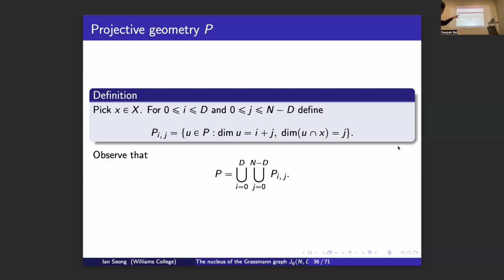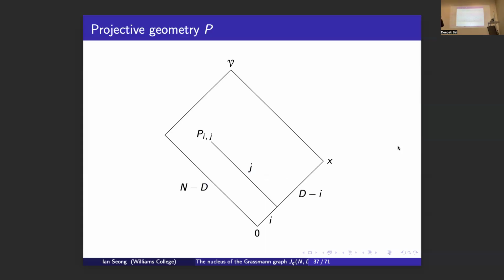Wait, was that supposed to be j or i? I think that's a typo. That's supposed to be an i. Yeah, that's supposed to be an i. We have a picture here, so hopefully that's good. Yeah, it's supposed to be i.